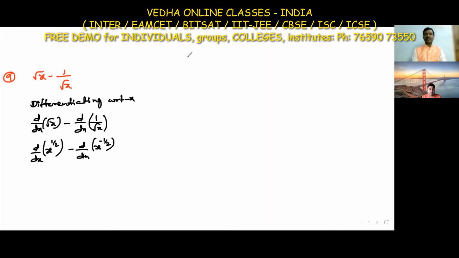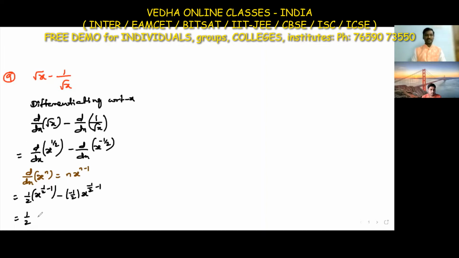Now I am applying the d by dx of x power n formula here. d by dx of x power n is equal to n into x to the power n minus 1. So if we apply the formula, 1 by 2 into x to the power 1 by 2 minus 1, minus 1 by 2 into x to the power minus 1 by 2 minus 1. Now 1 by 2 as it is I am writing here.